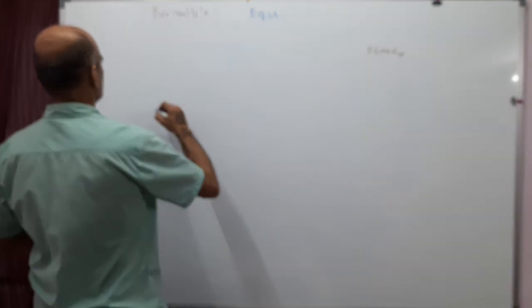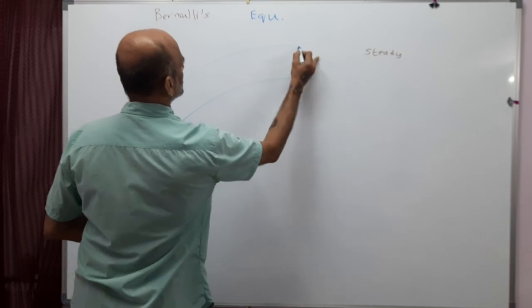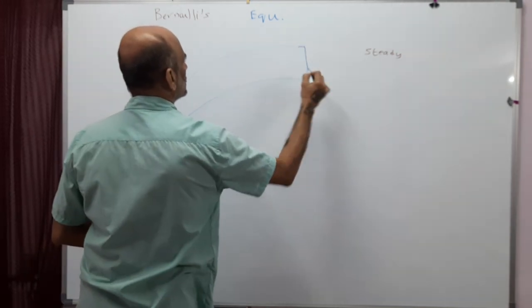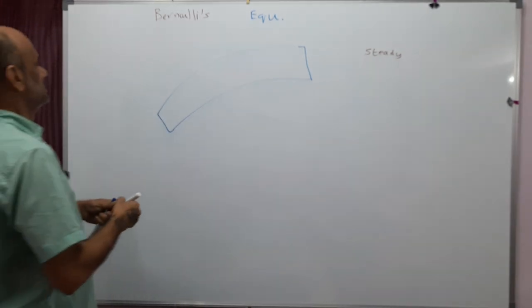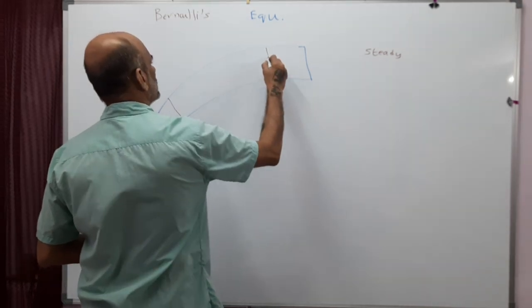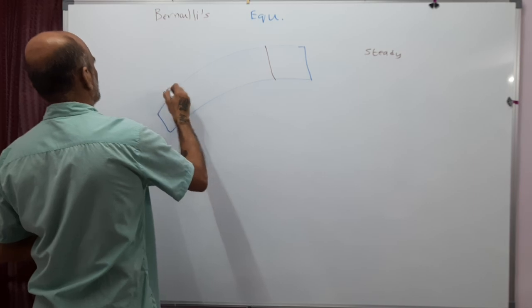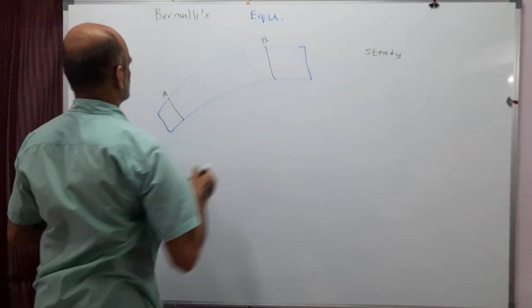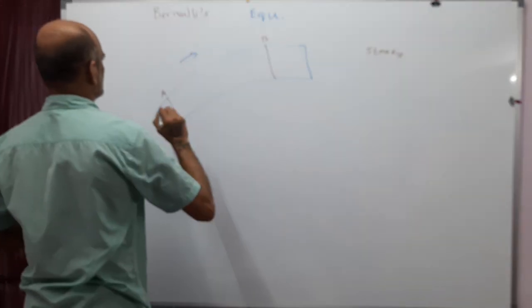So let me consider fluid flowing in a pipe like this. Let me consider the fluid in this region between section A and B. This pipe is a continuous pipe, and let the water flow like this, or some liquid is flowing like this.